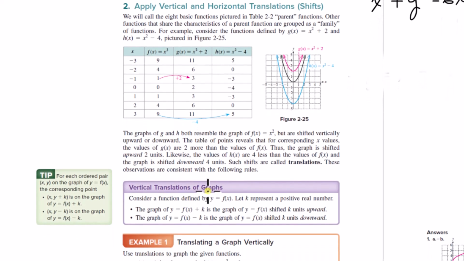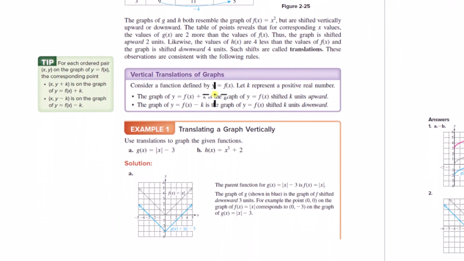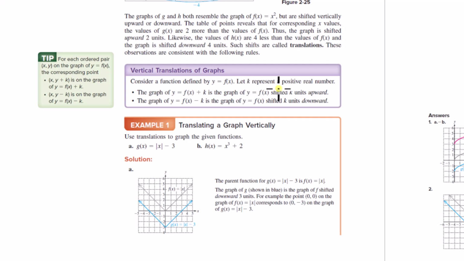Okay, so vertical translations of graphs. Consider a function defined by y is equal to f of x. Let k represent a positive real number. If you have y is equal to f of x plus k, you just add it onto the back end of the function. Then that shifts the basic function, with no modifications applied, k units upward. If it's f of x minus k, because k is a positive real number, if you subtract that onto the back end of y is equal to f of x, then it shifts the function k units downward.